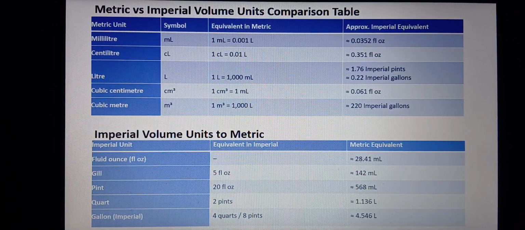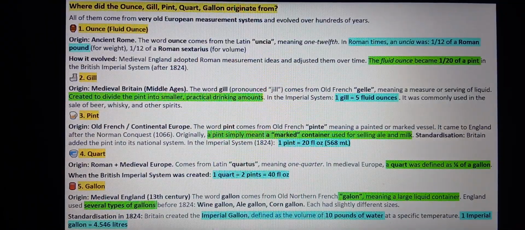How many liters would that be roughly? I remember, for instance, a gallon was 4 quarts or 8 pints, which was 4.5 liters. When I was young, I had a motorbike, and it took exactly 1 gallon of petrol. And when we came over to metric, then I saw it was 4.5 liters.